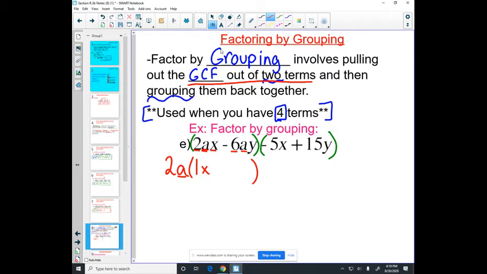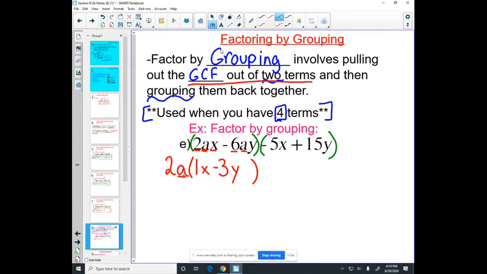Okay, let's do the next one. -6 divided by 2 is -3. I had an a, but I pulled it out. And then y is what's left. So if you need to pause the video, go ahead and do so if you need to pause it to see what I did. I just pulled out the GCF.